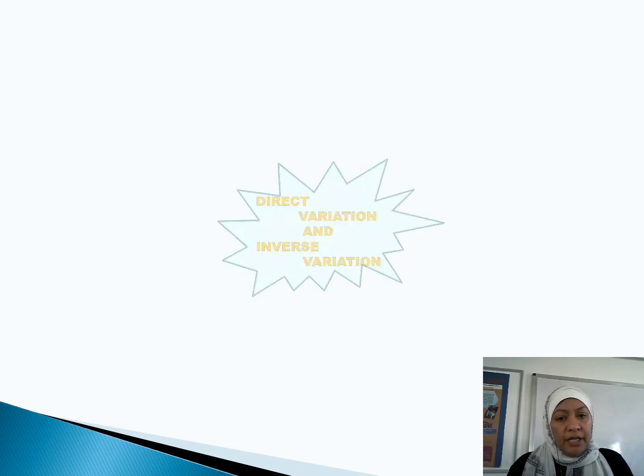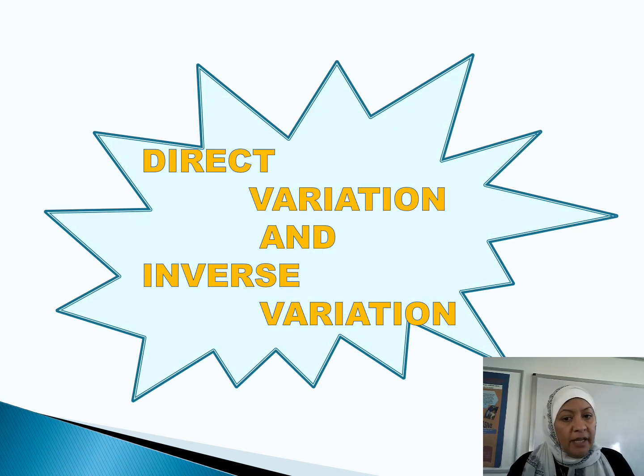Hi guys, let's complete our lesson. It's about variation, and we said before that we have two types of variation, direct variation and inverse variation. And we know direct variation is when we have y varies x, it means y equals mx, and we can get the constant using division. So m equals y over x.